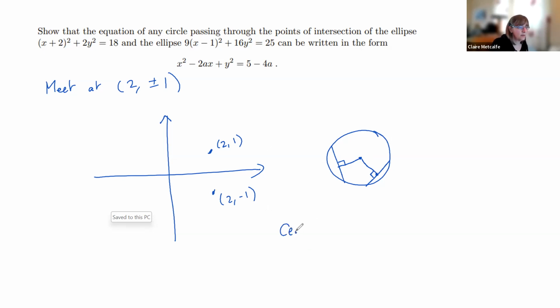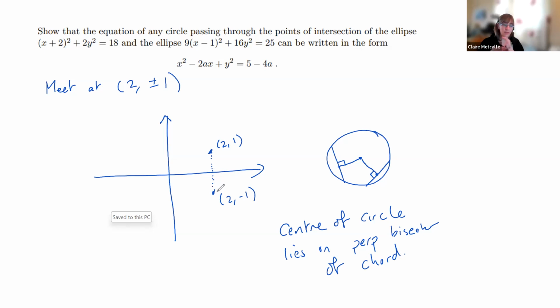So I'll just write that down. Center of circle lies on perpendicular bisector of chord. And we've got here a chord because both of these points lie on the circle. So the line joining them is going to be a chord. That means that the center of the circle has to lie on the perpendicular bisector of this line, and the perpendicular bisector just happens to be the x-axis. So the center of the circle lies on the perpendicular bisector of the chord.